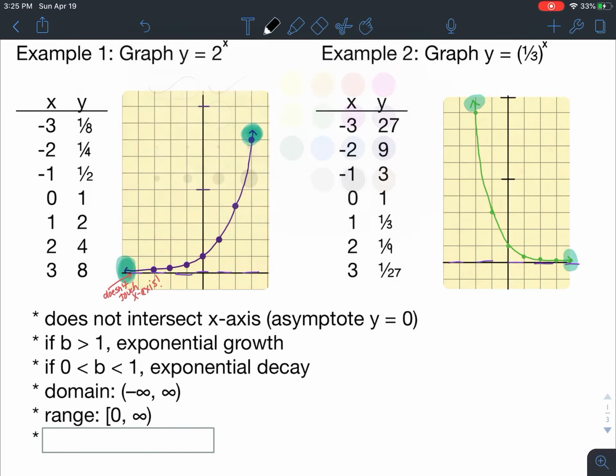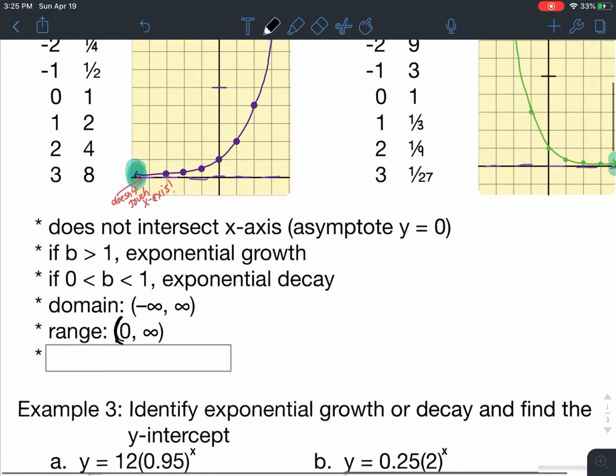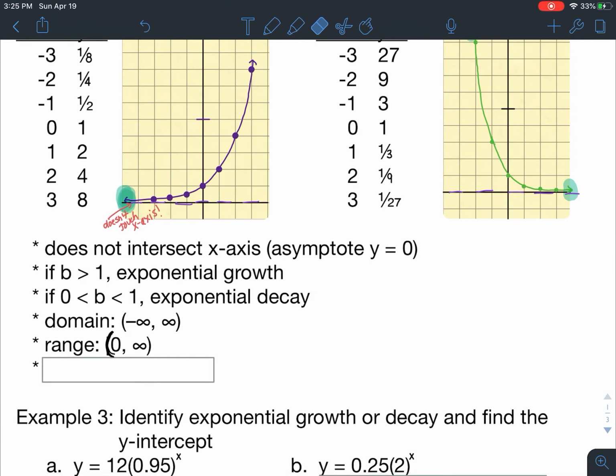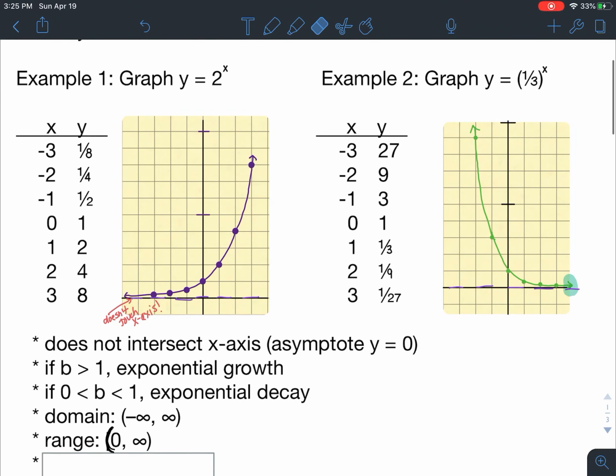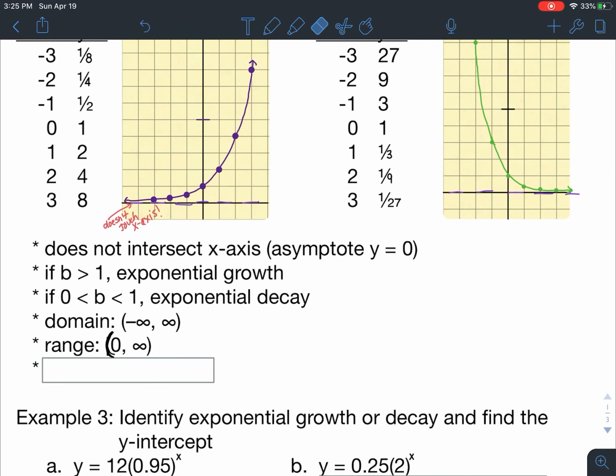Although I realize now I made an error. That should be round because it never hits 0. Sorry about that. I always catch mistakes after the fact. And that's true for both of them. They're only above 0. So the range is 0 to infinity.